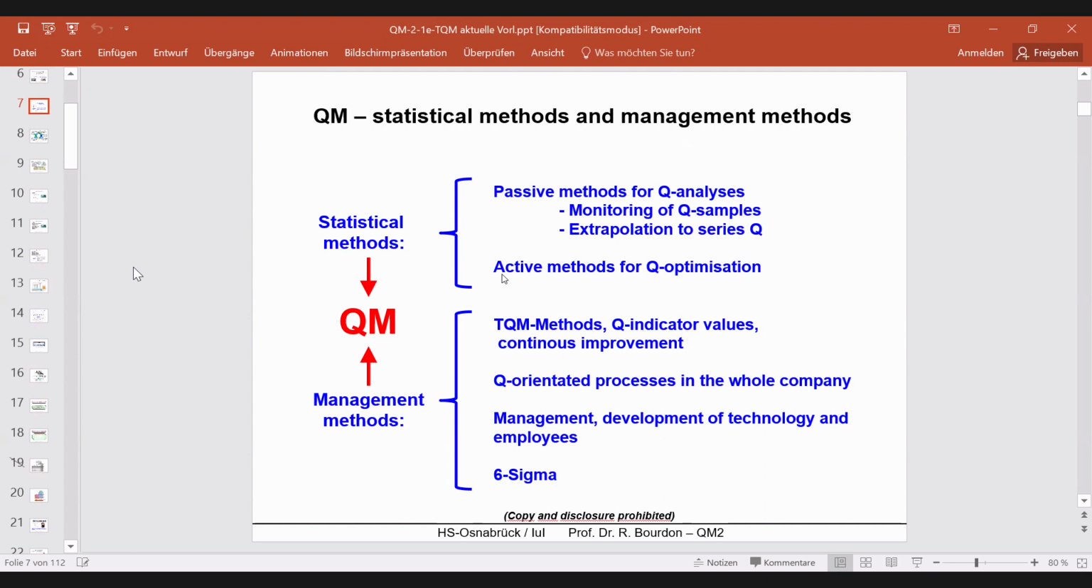Now we have passive methods for quality analysis, for monitoring of quality samples, and extrapolation to make a forecast, a prognosis of the quality of the series production. This is always a big topic and a big goal, to have measurements of samples and to do a forecast on the series production at a higher volume. And this is something which we will see in QM1, how this can be done. And this will, of course, be one of the homework questions later on.